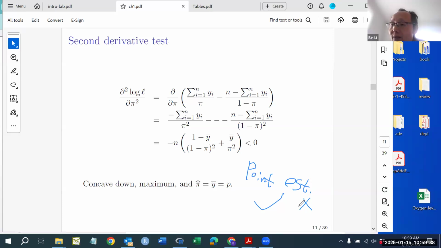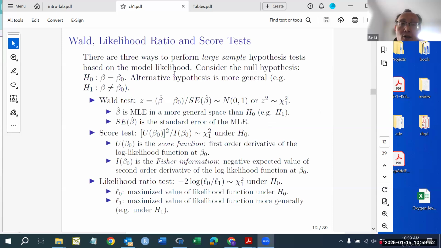So we need to have some value to quantify the uncertainty about this point estimate. That's why we go to statistical inference. Statistical inference includes the hypothesis test and also the confidence interval estimate.